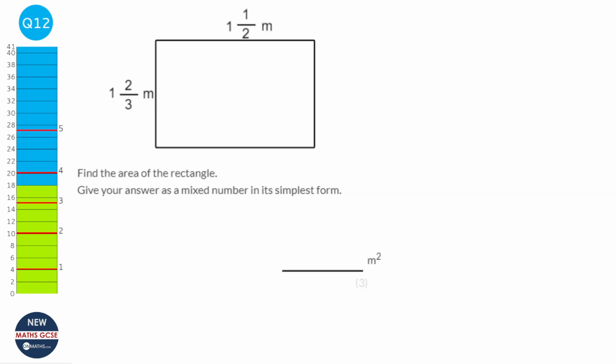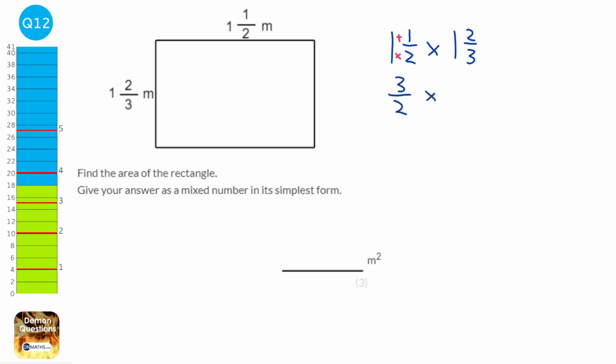To work out the area of a rectangle, we just multiply the width and the length. Here they are mixed numbers, so all we do is the width times the length. Now when you multiply with fractions, always make them top heavy first, or improper, and to do that you times the big number by the bottom and add it to the top. So we're going to do 1 times 2 and add it to the top, so 3/2.